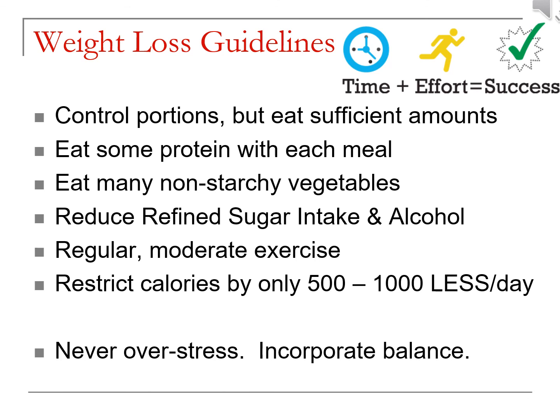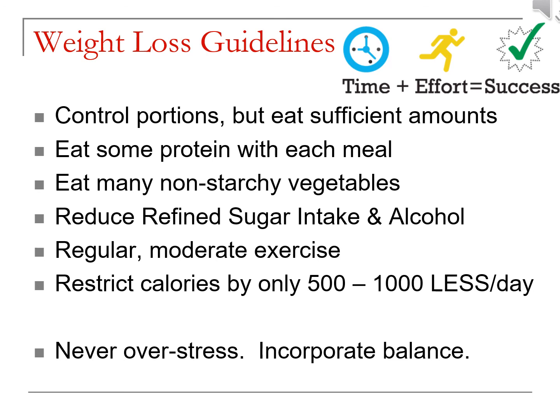Eat plenty of non-starchy vegetables, and this includes pretty much all the vegetables other than potatoes, carrots, peas, and corn. And that's not because these vegetables are necessarily bad. It's still okay to have these, but having too many of them will give you too many carbohydrates. So having some is okay, but not too many. Reduce refined sugar intake and alcohol, because both of these contain quite a few calories.